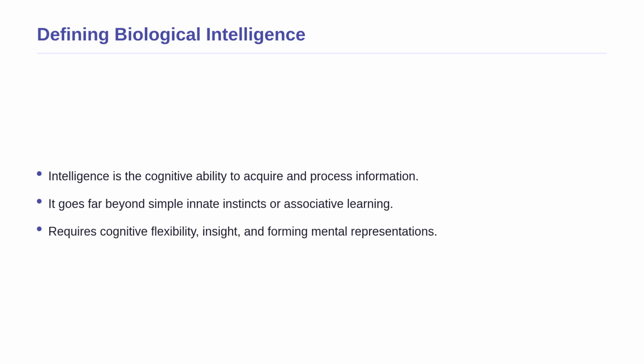So, how do we formally define this remarkable ability? In the study of animal behavior, intelligence is defined as the cognitive ability to acquire, process, store, and act upon information from the environment to solve completely novel problems. It goes far beyond simple innate instincts or basic associative learning. True intelligence requires cognitive flexibility, insight, and the ability to form mental representations of the world. It is what allows an animal to survive when the environment throws something completely unexpected its way.